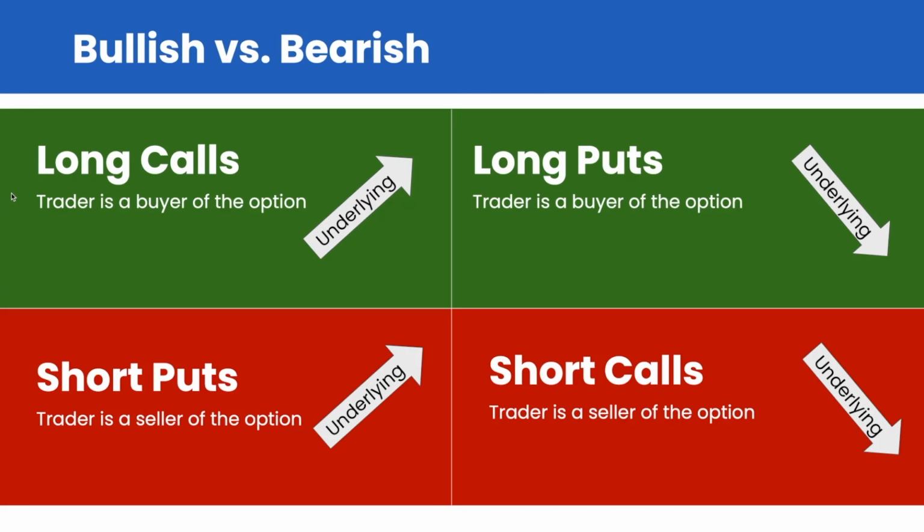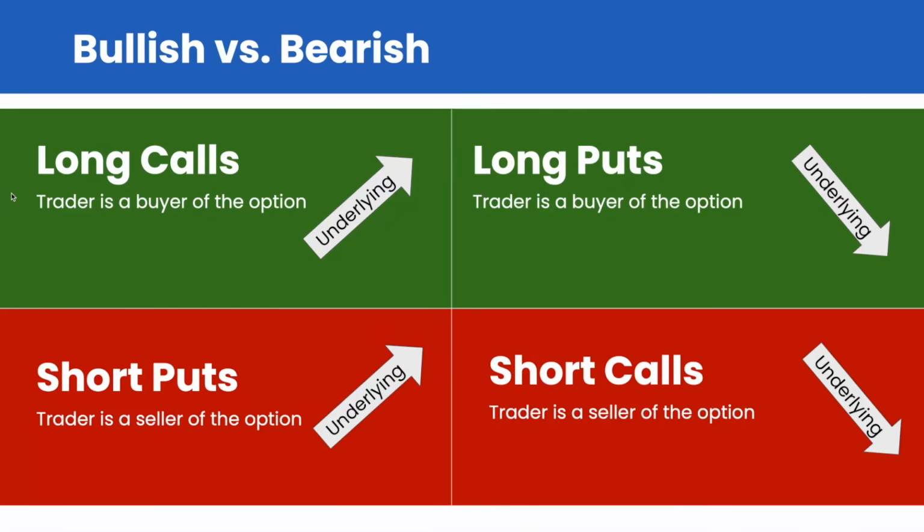Bullish versus bearish. So if you go long calls, long means bullish in this situation. Long calls, the trader is buying the option and you're hoping that the underlying stock goes up. If you're buying puts, you're long puts. In that situation, you're buying the puts with the expectation that the underlying stock will go down in price.